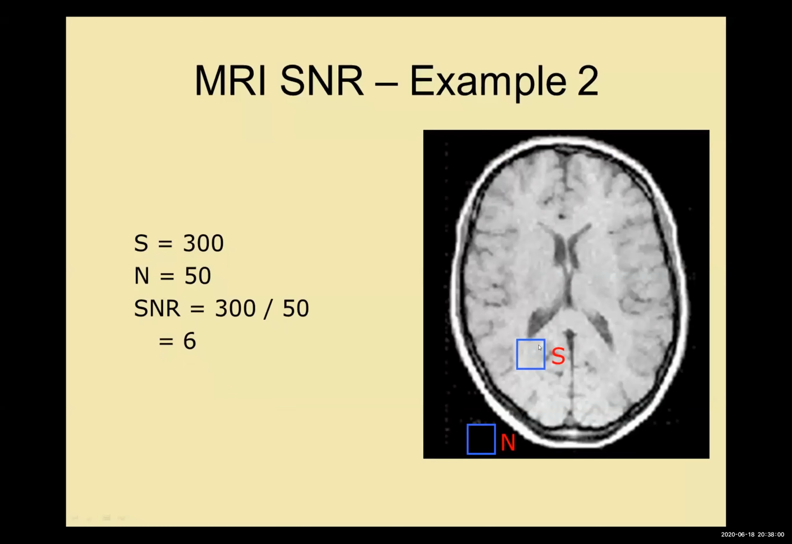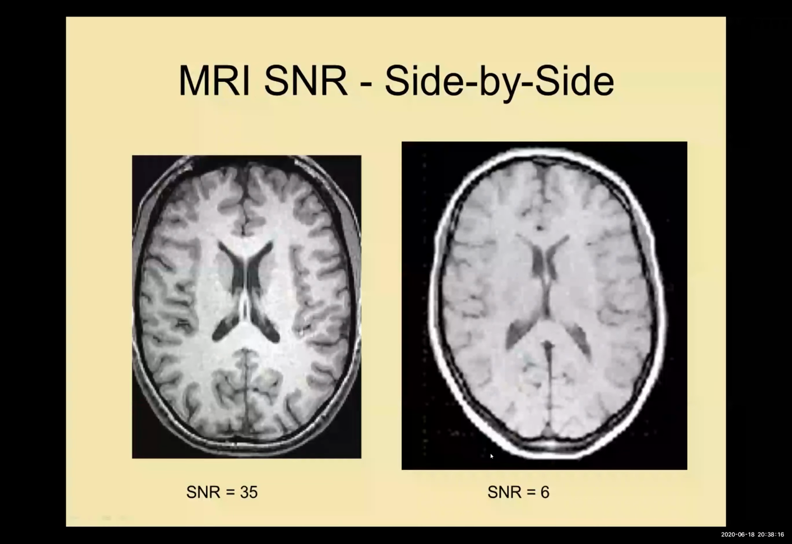This is compared to a very noisy image where I take the square, for example, outside. You can see that those dots are actually noise. If I divide the signal within the brain by the signal outside the brain, it's actually 300 divided by 50, which is 6. And from there, we can say which one has higher resolution, has higher signal to noise ratio. This image has higher signal to noise ratio.